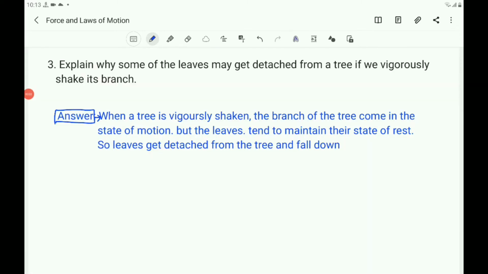Now you write the answer for that question. Explain why some of the leaves may get detached from a tree if we vigorously shake its branch. Write the answer: when a tree is vigorously shaken, the branches of the tree come into a state of motion, but the leaves tend to maintain their state of rest, so leaves get detached from the tree and fall down. That is the answer you write.